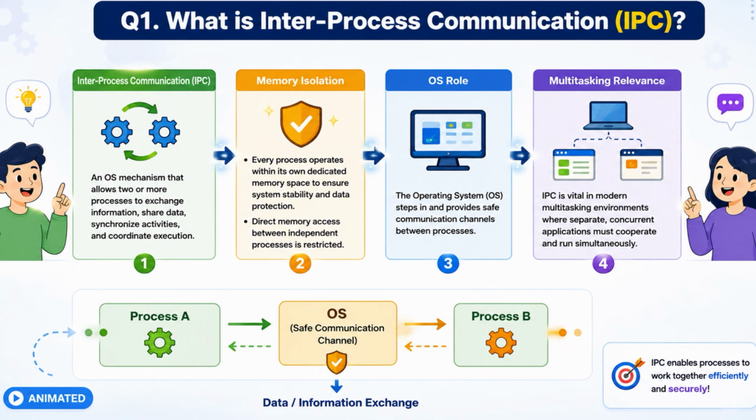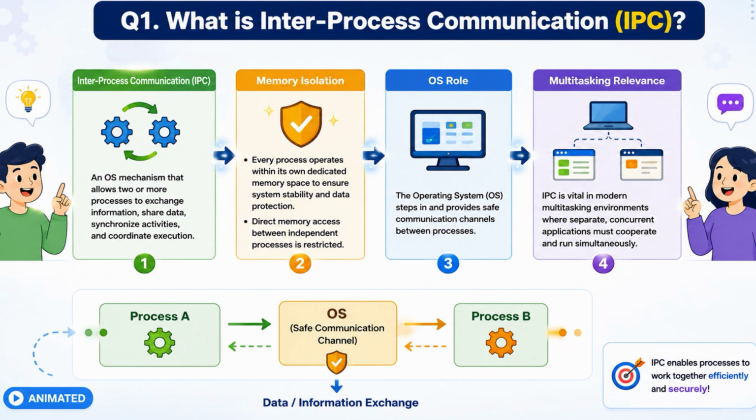Now, one important question arises. If two programs are running on the same computer, why can't they directly access each other's memory? The answer is memory isolation. Every process runs inside its own protected memory space. This protection prevents accidental data corruption, improves security, and keeps the operating system stable. Because of this isolation, the operating system provides secure communication mechanisms known as IPC.